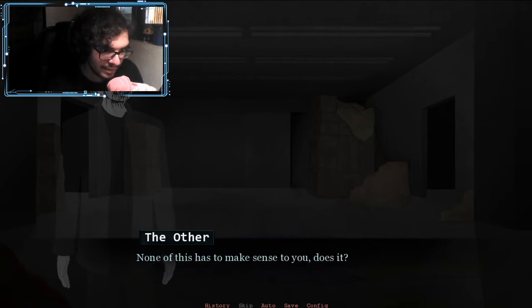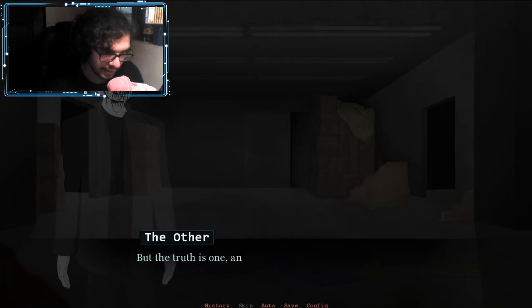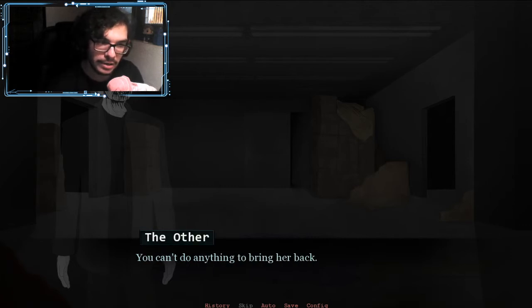None of this has to make sense to you, does it? As long as you feel you're doing something for Angelica. But the truth is one, and you know it. I can't do anything to get Angelica back. You can't do anything to bring her back. You need to forget.